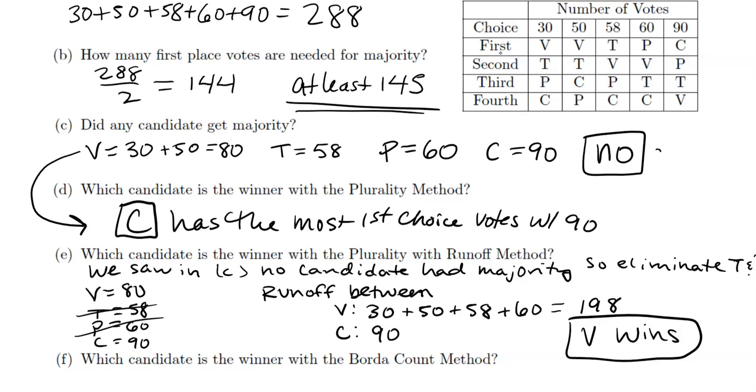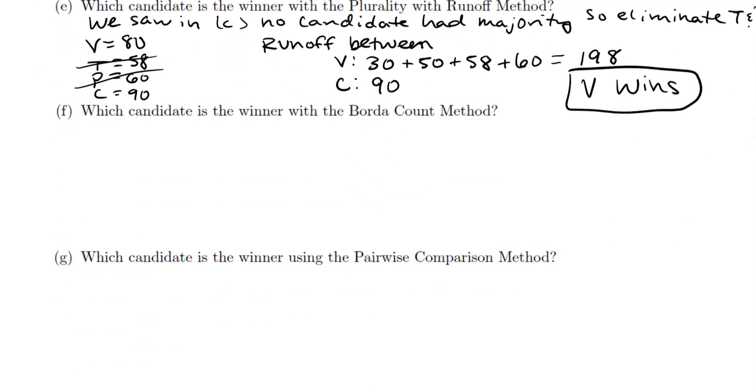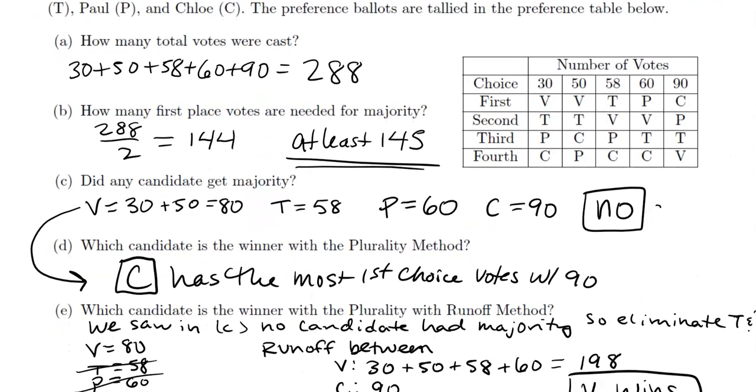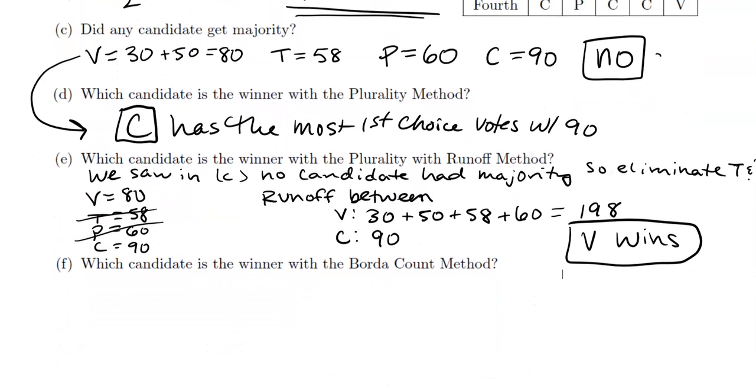We then want to figure out who's the winner with Borda count. So we're going to take a look at that one. Let me see if I can go ahead here and copy this table down below so that we can keep referencing it. We'll just scroll. I don't know how to do it on this mode, but that's okay.